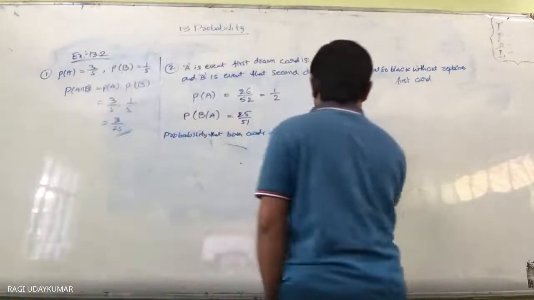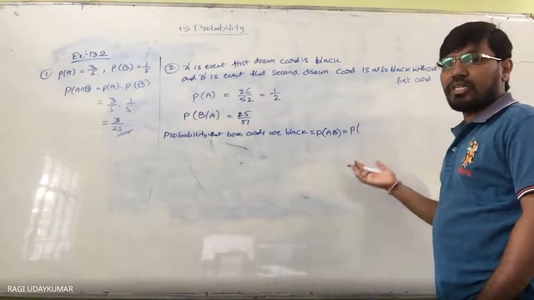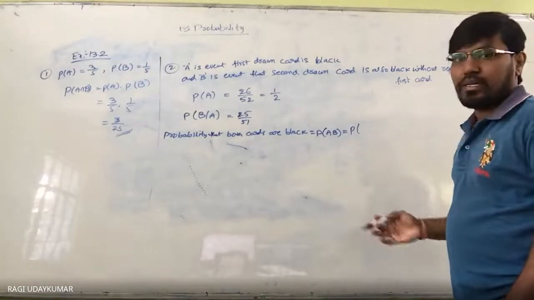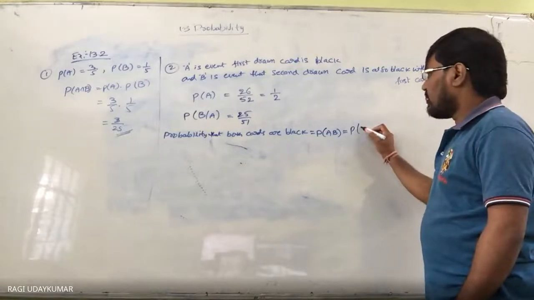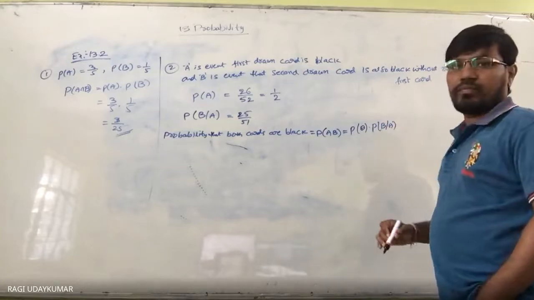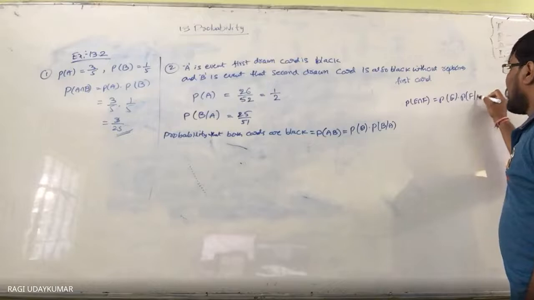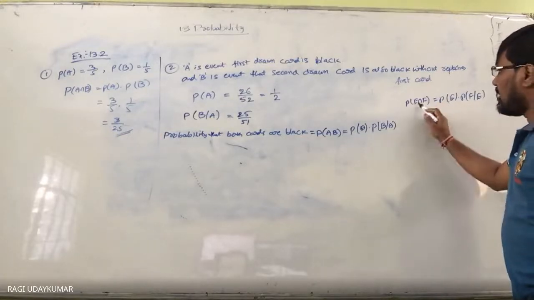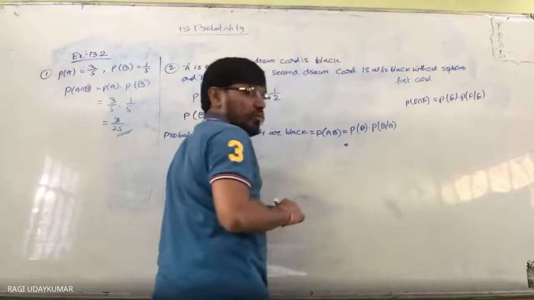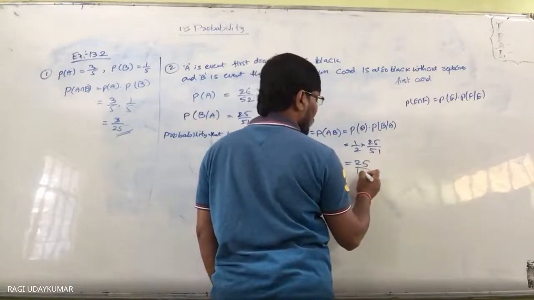So whenever you are using the probability multiplication theorem, AB is asking for A intersection B. What do you get here? Probability of A into probability of B given A. Here probability of E intersection F is equal to probability of E into probability of F given E. Which is equal to probability of A, 1 by 2, multiplied by 25 by 51, which is equal to 25 by 102.